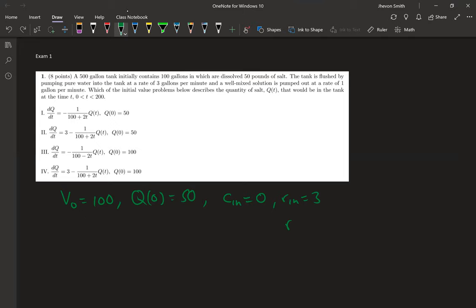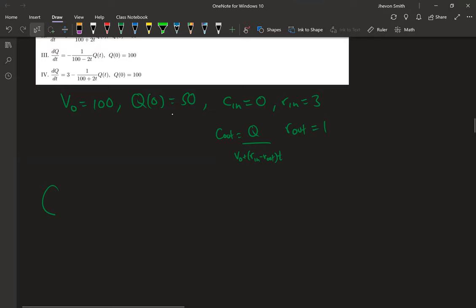R out equals 1. C out, we don't know, but that is going to be Q over V naught plus R in minus R out times T. Then we plug those numbers in. So our Q prime is going to be C in R in minus Q over V naught plus R in minus R out times T times R out.